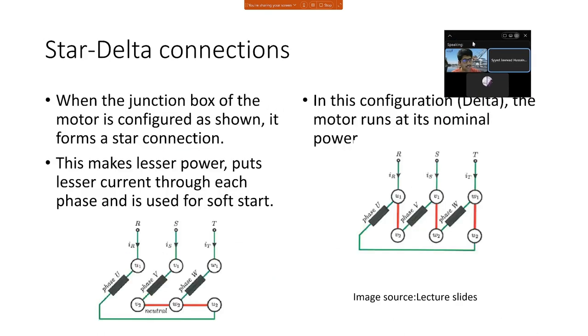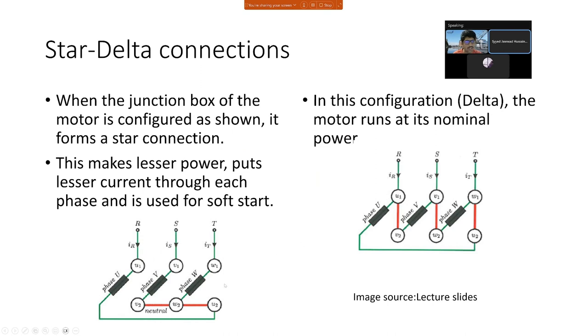Okay. Star-delta connections are made conveniently using such junction boxes. This is the arrangement of the coils. Phases U, V, W are the coils, and the electrical connections are R, S, and T. These are the three phases. If you connect them like this and create a neutral, this is a star connection. If you connect them like this, with wires here, you have a delta connection. For soft start, you can use such a setup, and it starts in star. Then once it has started up and is running at some RPM, you change to delta so that you have the full power of the motor.